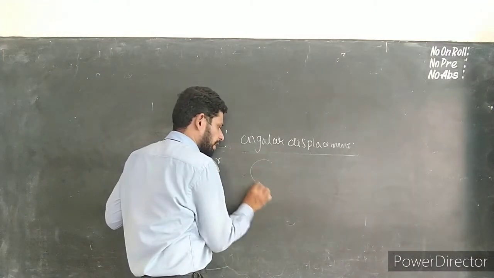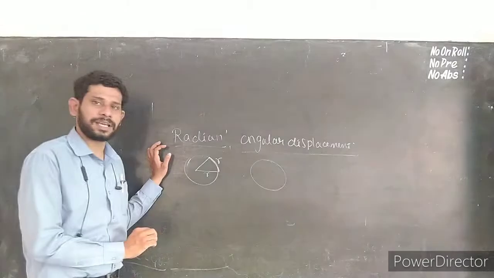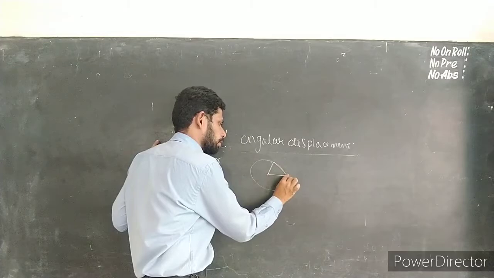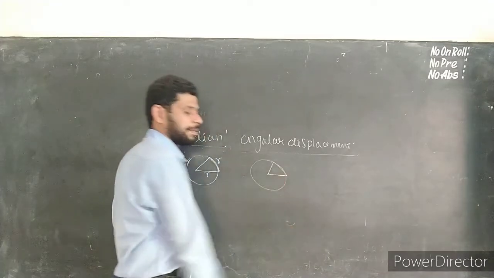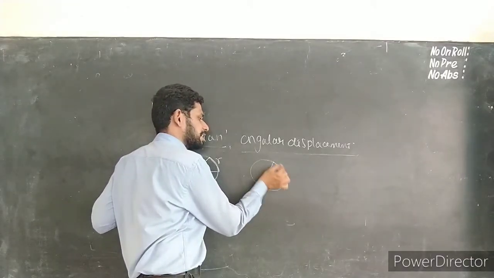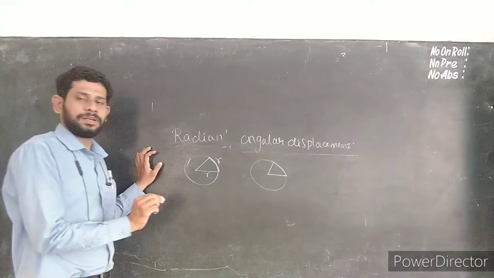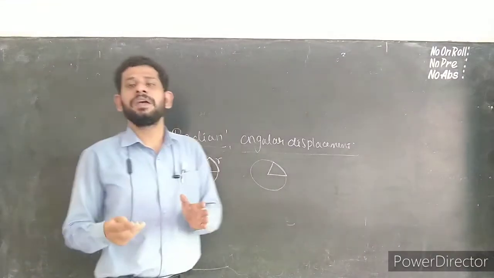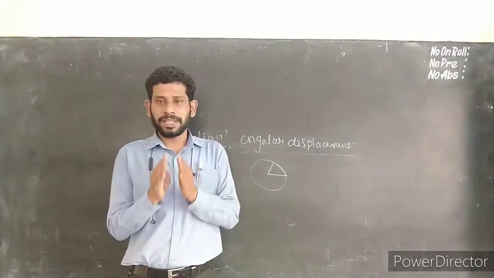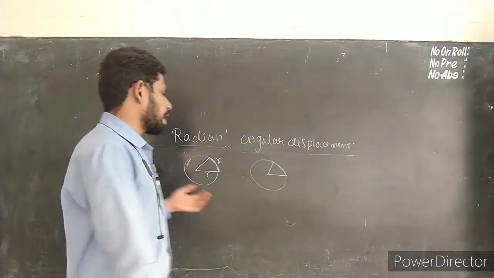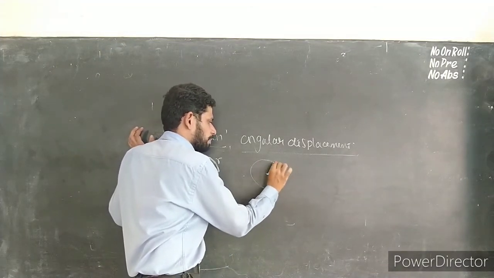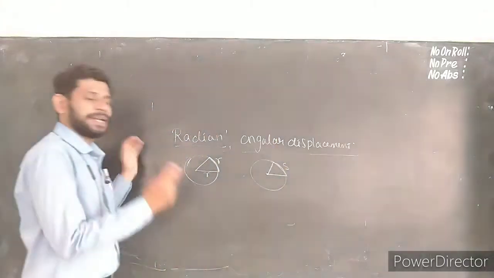Angular displacement: when an object is moving in a circular motion, what is meant by displacement? The total distance covered by an object. When an object moves from one position to another, it is displaced with respect to time. What is meant by motion? It is the object or particle changing its position with respect to time. So when an object is in circular motion, this is your ds, the displacement covered by that object.